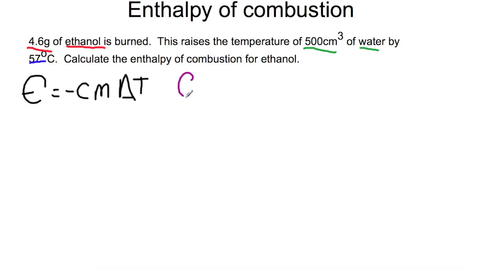So C is in your data book and is 4.18 kilojoules per kilogram per degree Celsius. The m is always the mass of water, so we have 500 centimetres cubed, so we're going to divide that by 1000 to get into kilograms, so we have 0.5 kilograms, and then finally our delta T is 57.